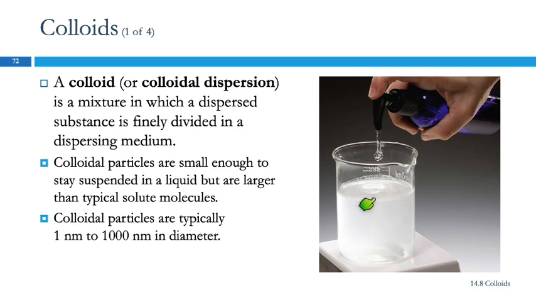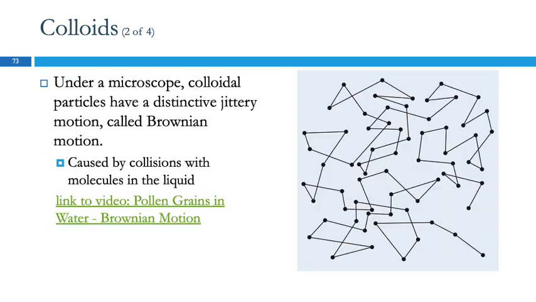And so they cause this colloid to be cloudy because these particles are large enough to interfere with the transmission of light. You can't see them still, but they're big enough to deflect the light. So the colloid particles are typically a nanometer up to 1,000 nanometers in diameter. If we look at colloid particles under a microscope, they have a distinctive jittery motion called Brownian motion. Because these particles are large enough that they can be seen with a microscope.